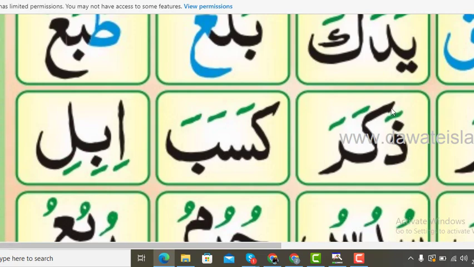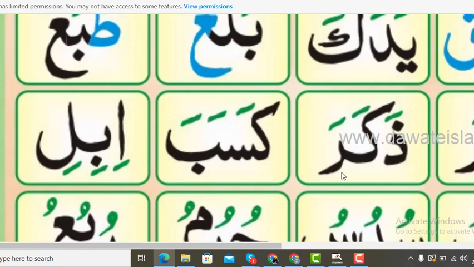So Zal Fatha Za, and then Kaf Fatha Ka. The small shape of Kaf looks like letter Z or letter Ya. It looks like Ya, but it's not Ya, it is Kaf. This is the half shape of Kaf. Kaf, Ka, together Zaka, and then the last letter is Ra, Zakara.